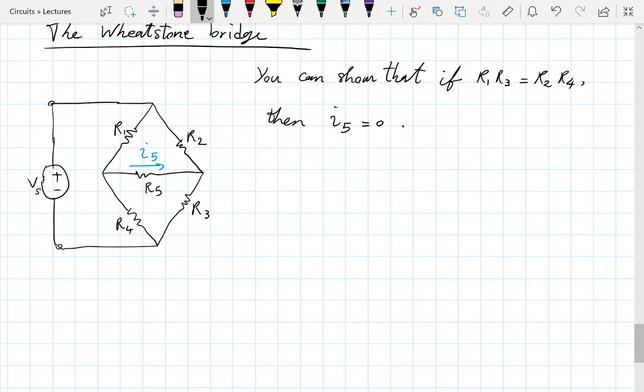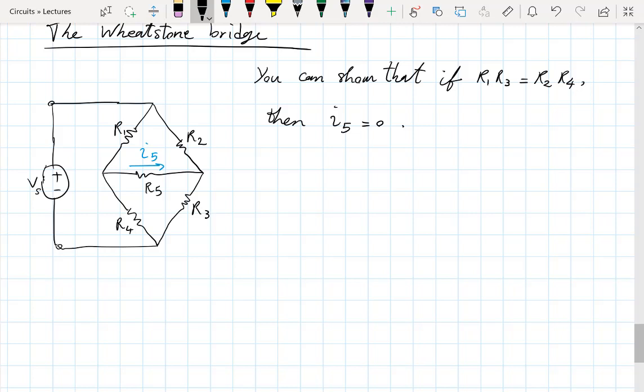So this is known as the Wheatstone Bridge. If you see a circuit that satisfies this condition, if there is no current going through R5, it means we can just remove it and nothing would change in the circuit, right? So that would simplify things greatly. And this is something to look for.